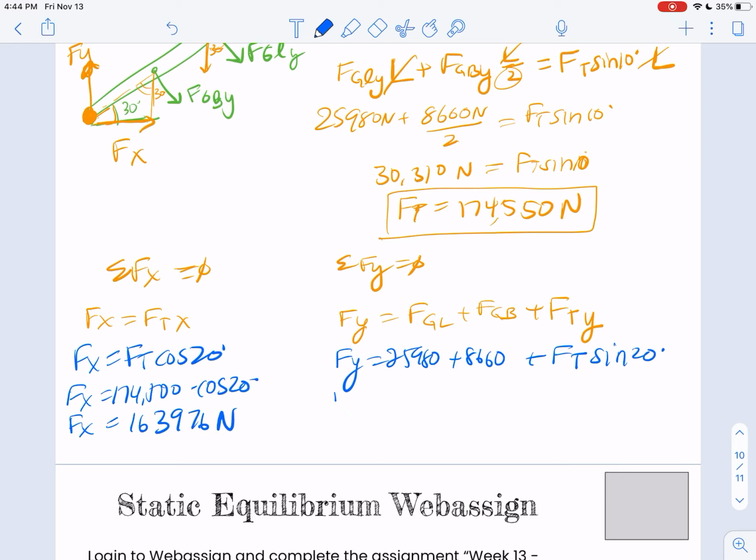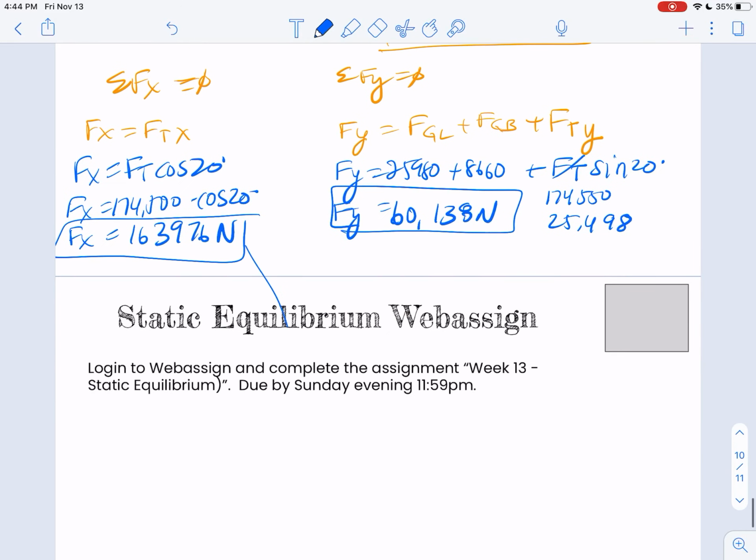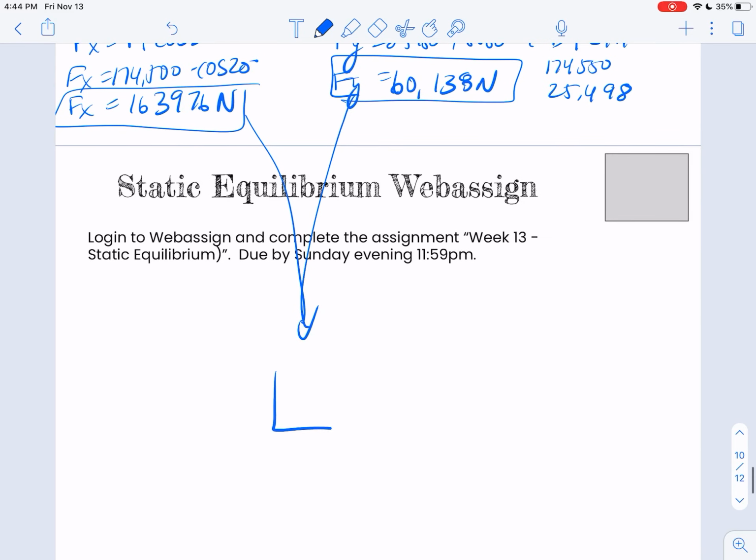Ftx is 163,976. And then for this one, FT was 174,550, times sine 20. Oh, Lord. That's 25,498, plus 25,980, plus 8660. So that's 60,138. Boy, very exciting. Now you're just going to put it back together.